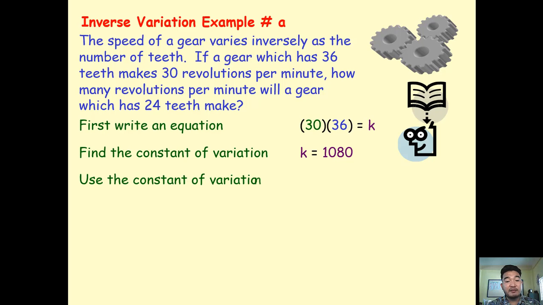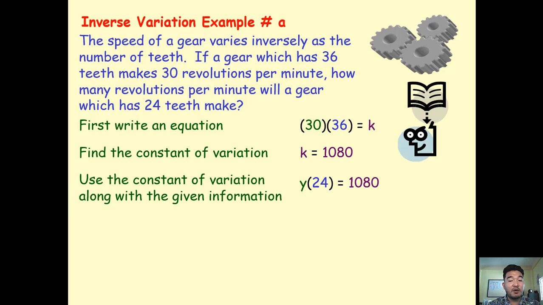Using this constant of variation, we can now solve for the y, which is the unknown variable. So y times 24 is equal to 1080. Ang nawawala ay si y, no? Or kahit na si x, sabihin mo pang x pa yan, parehas lang naman yon because this is multiplication, and in multiplication, walang pagbabago yan. Okay? So y times 24 is equal to 1080.